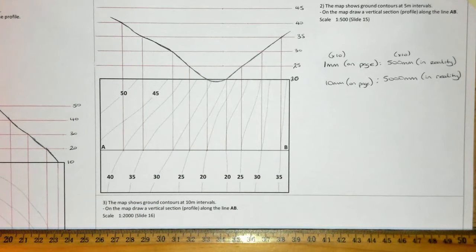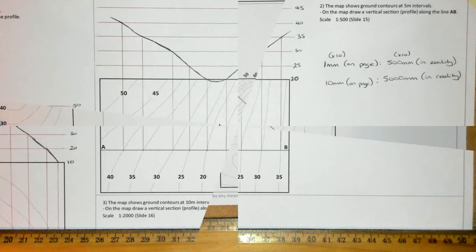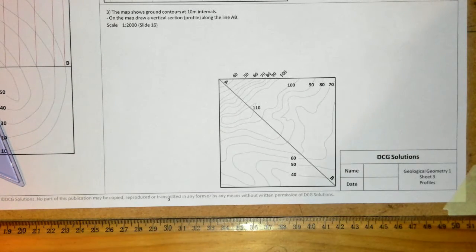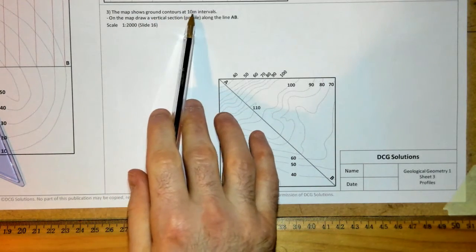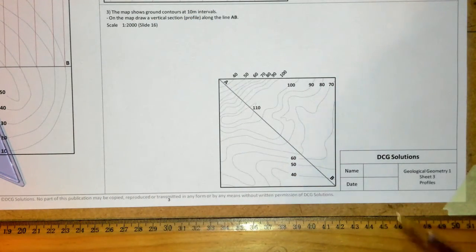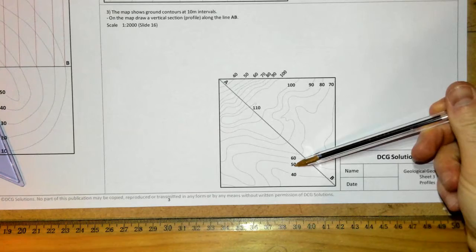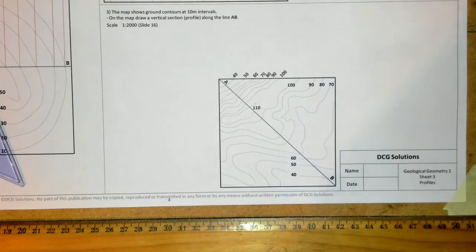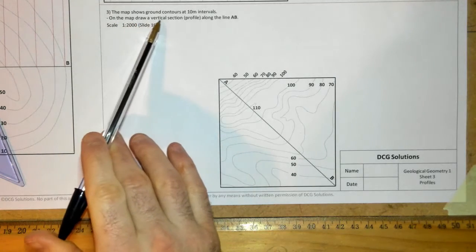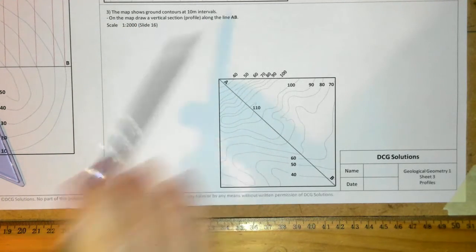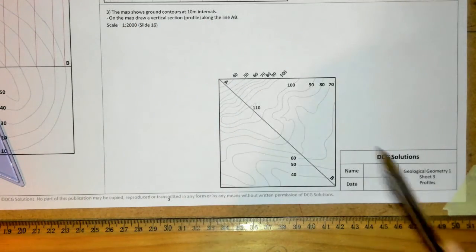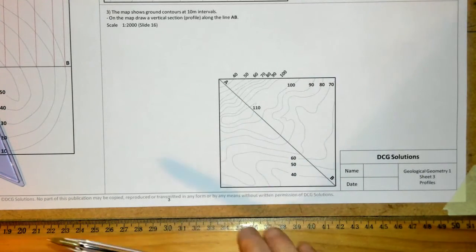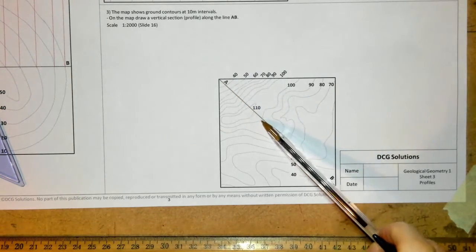So now we're going to move to the question at the bottom of the page. Right, guys, so the next question we have on this page says the map shows ground contours at 10 meter intervals. Just looking at the sheet, I can see 40, 50, 60, so I know the distance between my contours is 10 meters. On the map, draw a vertical section profile along the line AB. Now in this case we can see our map is a little bit smaller here and the contours, a lot of them are quite close together.